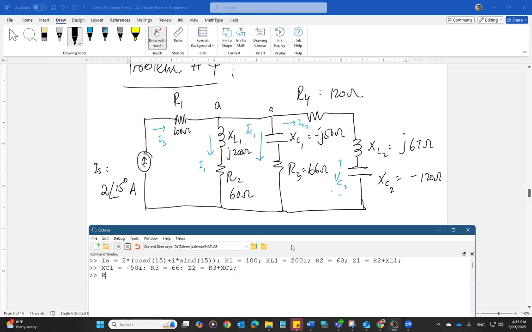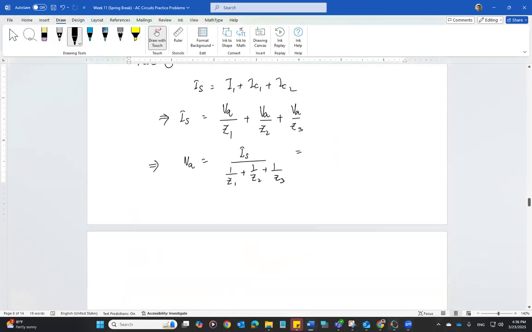And my last set of components: R4 is 120 ohms, XL2 is 67 ohms, and my XC2 is -120 ohms. That will make my last impedance Z3, which will be the combination of R4 plus XL2 plus XC2. So that's my Z3. And once I have all these, I can just go ahead and calculate my node voltage.